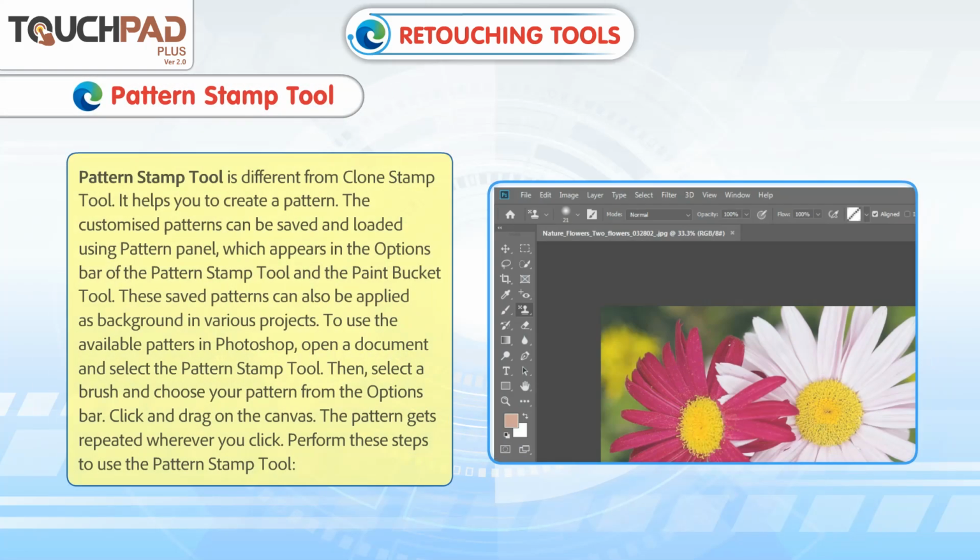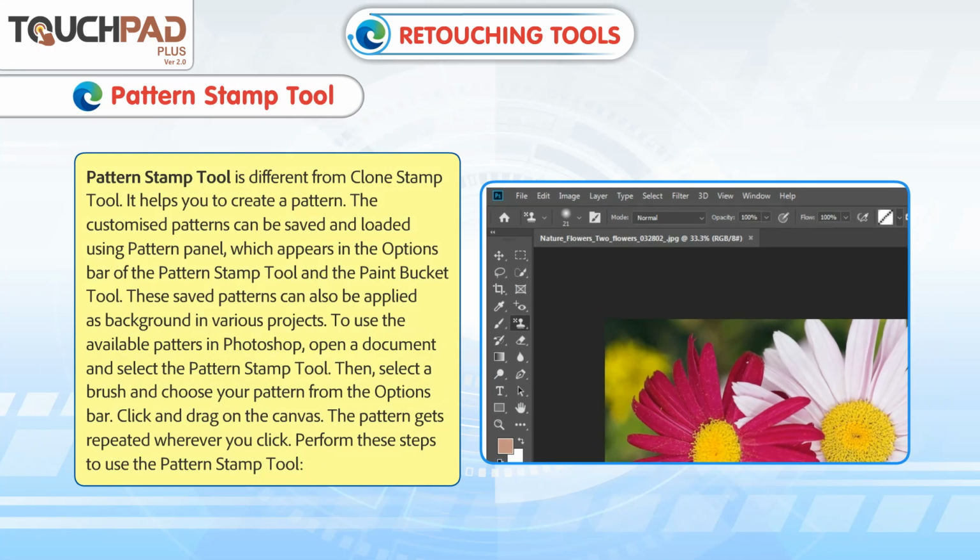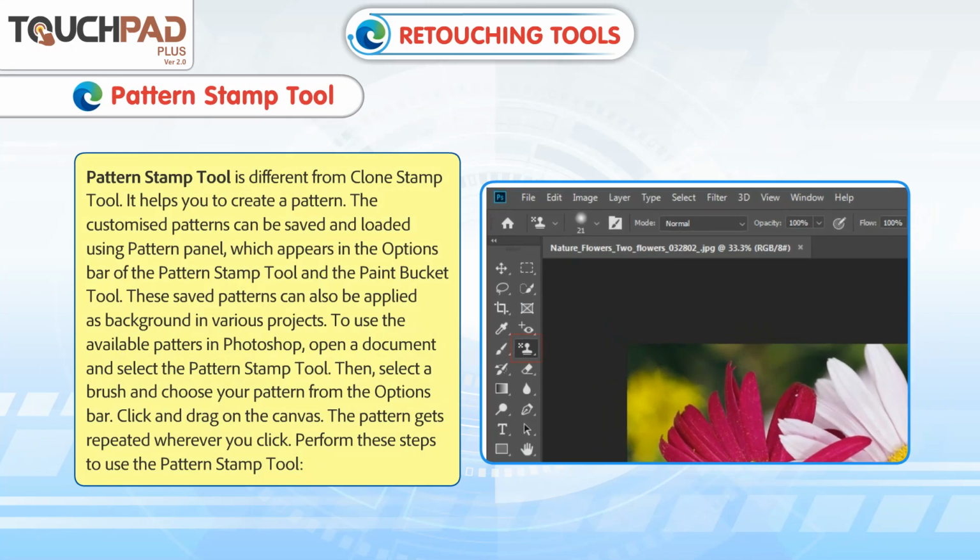Pattern Stamp Tool. The Pattern Stamp tool is different from the Clone Stamp tool. It helps you to create a pattern. The customized patterns can be saved and loaded using the Pattern Panel, which appears in the options bar of the Pattern Stamp tool and the Paint Bucket tool. These saved patterns can also be applied as background in various projects.